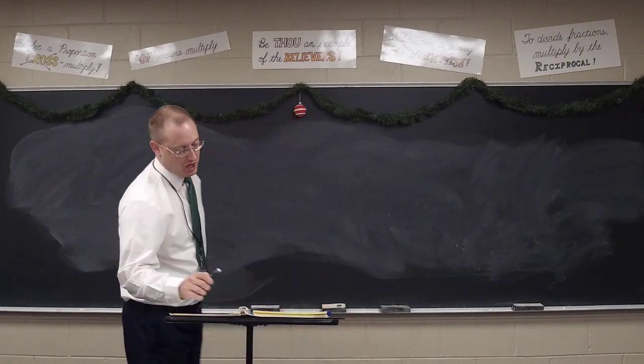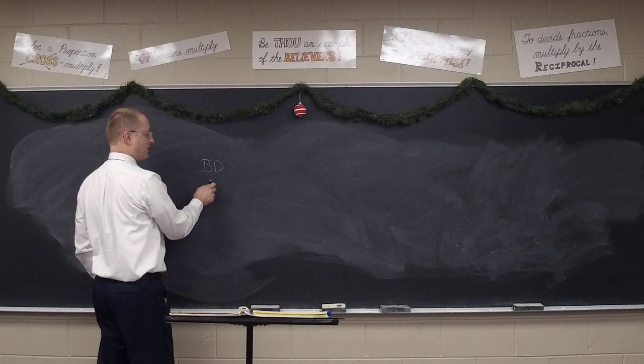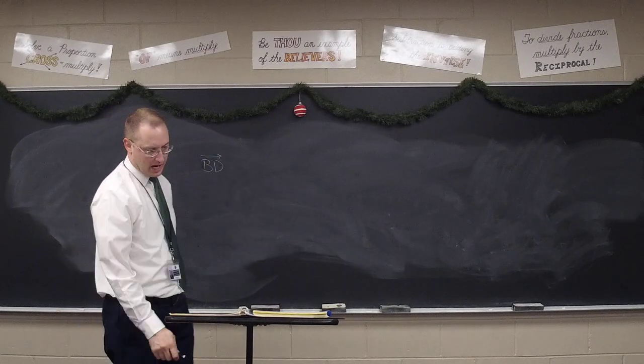For number 4, the symbol notation for ray BD, you want to write the capital BD, and then just draw a ray over the top of it.